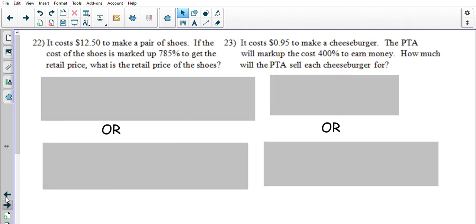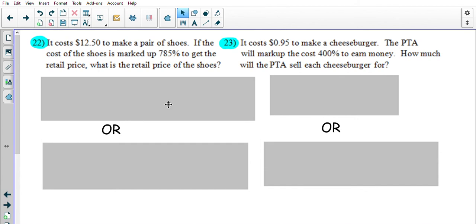All right, pay close attention to 22 and 23. These are very important questions. You're going to see problems like these on your unit test. So number 22, it says it costs $12.50 to make a pair of shoes. If the cost of the shoes is marked up 785%, which is not surprising, to get the retail price, what is the retail price of the shoes?